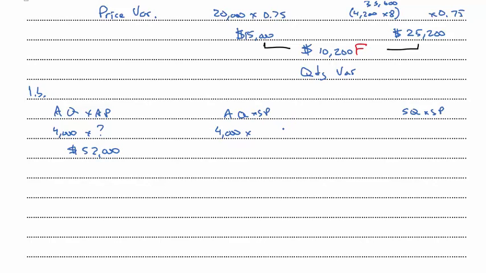What's the standard quantity for an hour? Looks to me like it's 12 bucks an hour. 4,000 times 12 is $48,000. And we know the standard price is, whoops, 12. That's not very good.